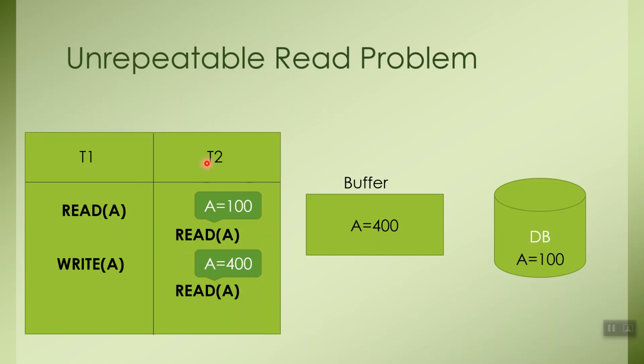So T2 knows that there's nobody else, but then also the value has been changed. So T2 feels that no, there's something very bad going on. So it just aborts its execution, right? So this is the unrepeatable read problem. Okay.